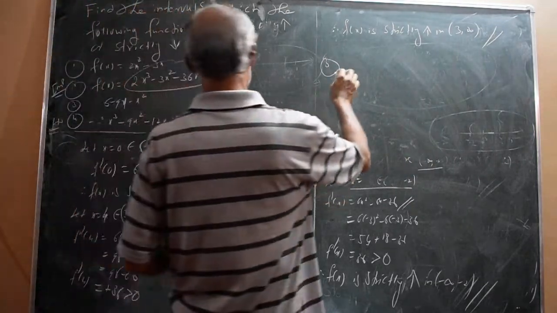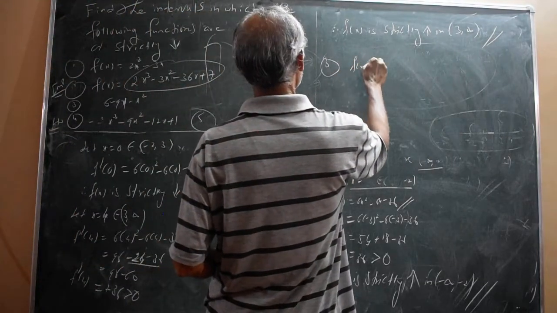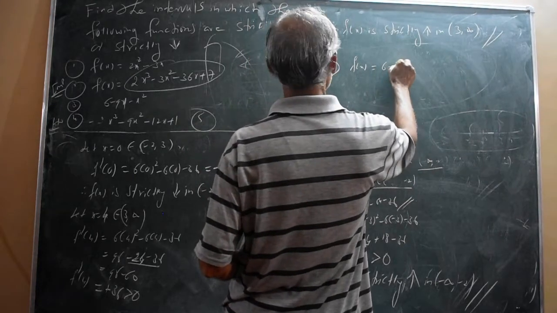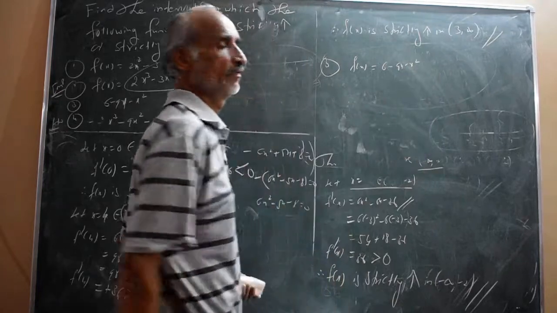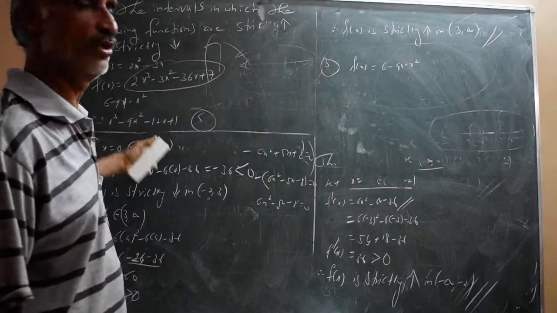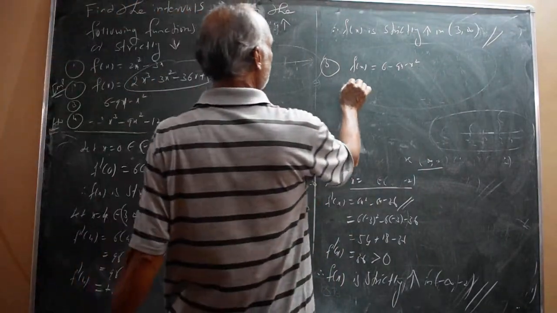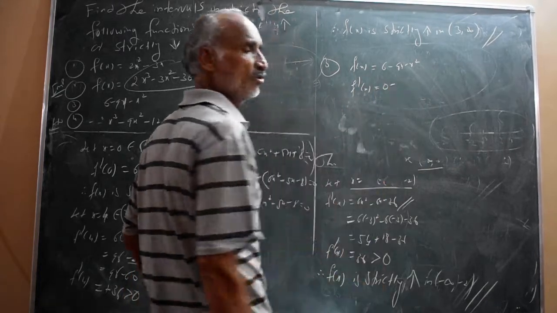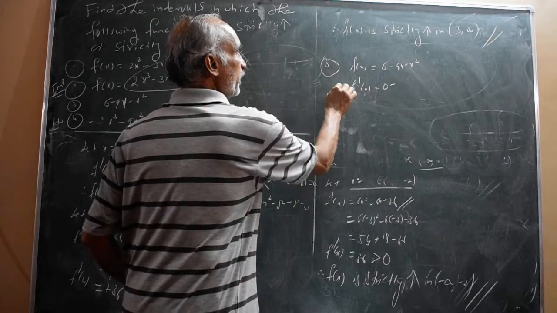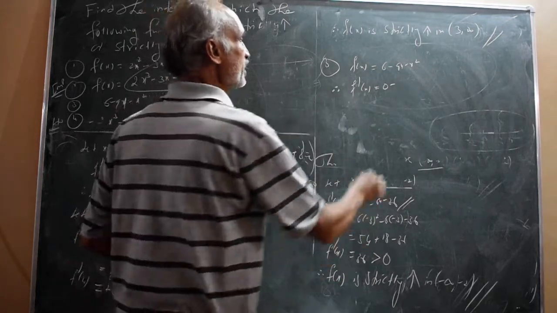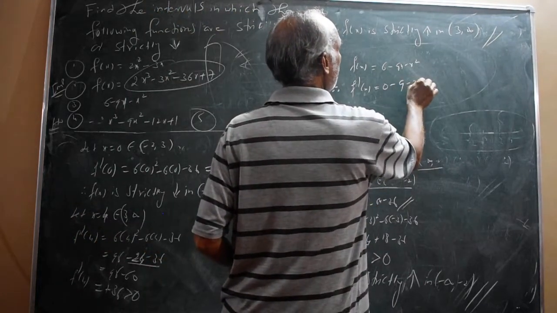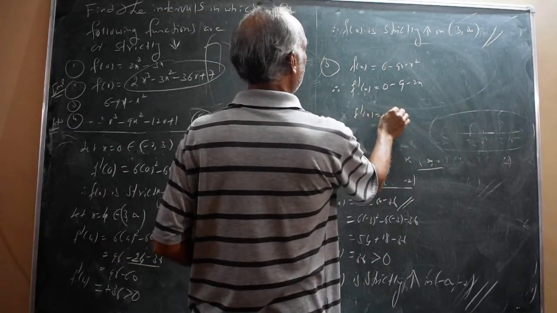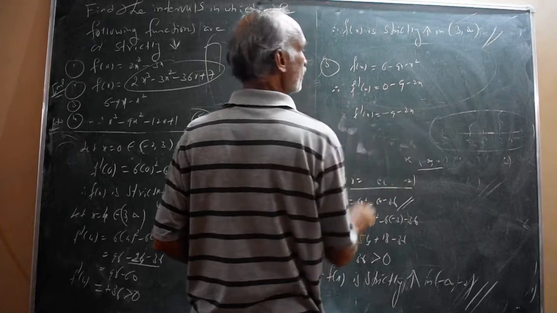Okay. Third one, f of x is equal to 6 minus 9x minus x square. Call that function f of x. If not mentioned, you take it as f of x. F dash of x, straight away I am getting 6 differentiation is 0, minus 9x differentiation is minus 9, x square differentiation is minus 2x. Therefore f dash of x is minus 9 minus 2x. No problem.